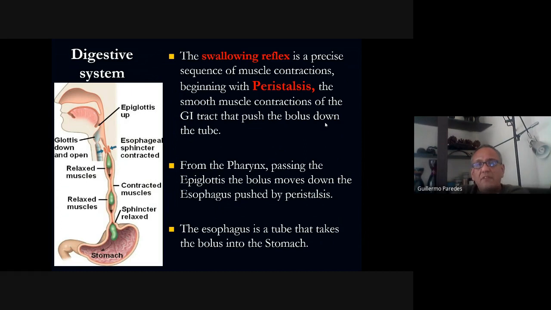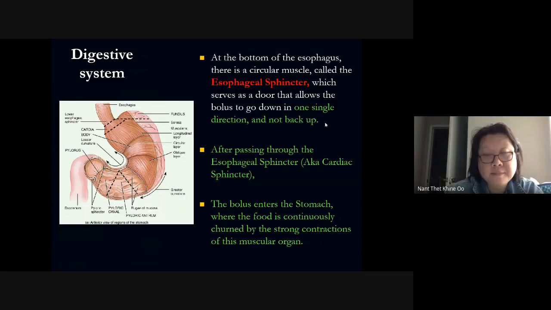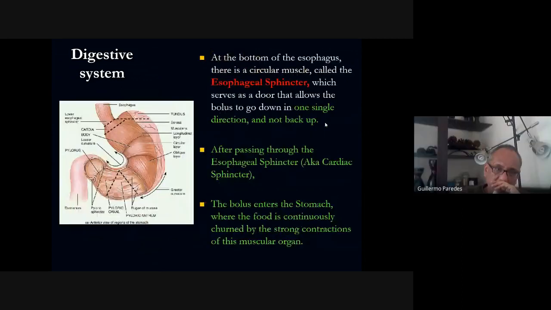So peristalsis is unidirectional. They are going to go in one direction. We okay with that? Okay. All right, so let's talk about the sphincters.